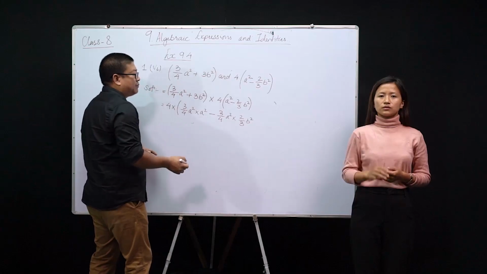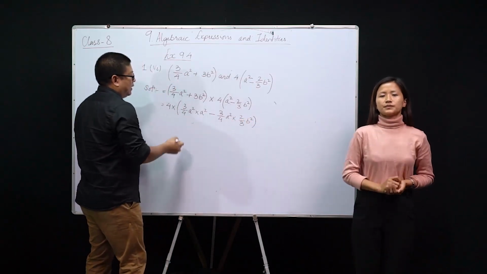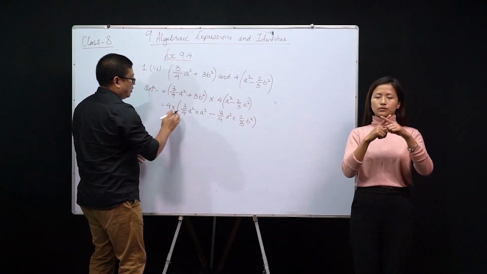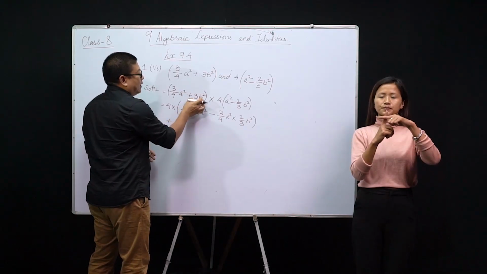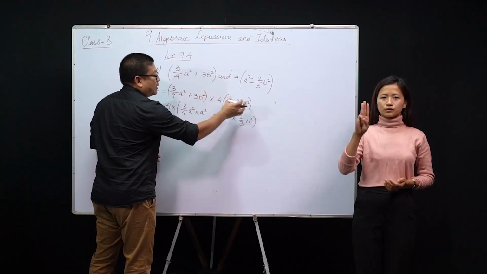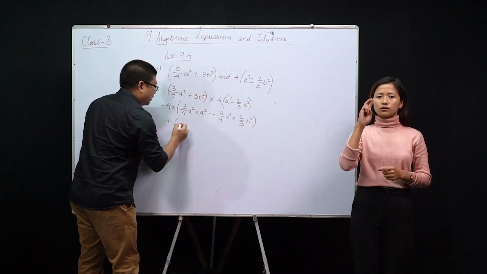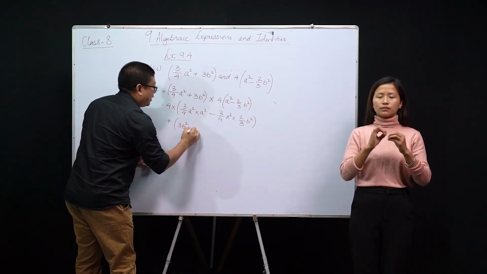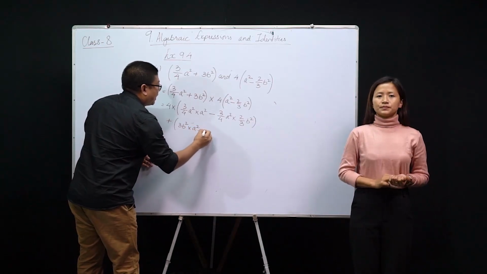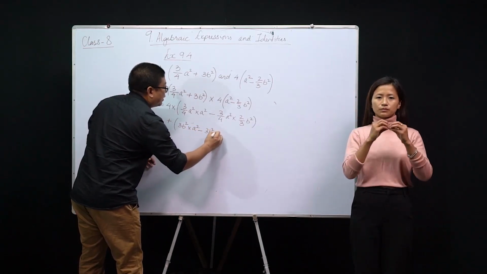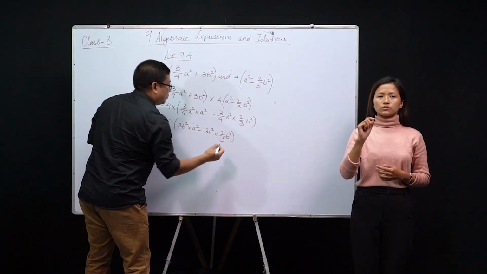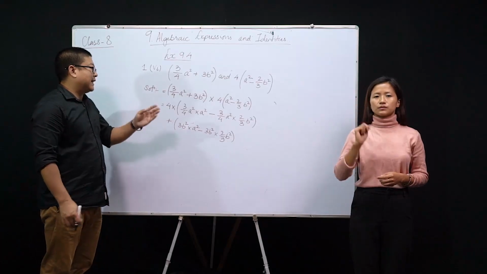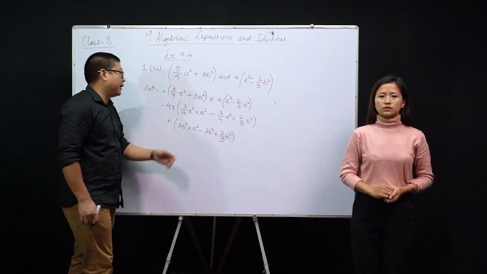So this is your first part. Next, plus, now 3b square you multiply again with the second binomial. So it will be 3b square into a square minus 3b square into 2 by 3b to the power 2. So this is how your expression will look like now.